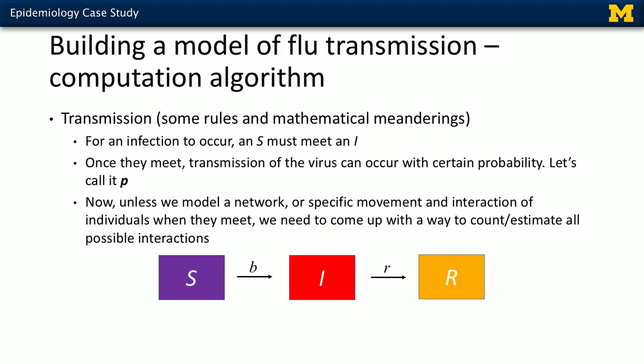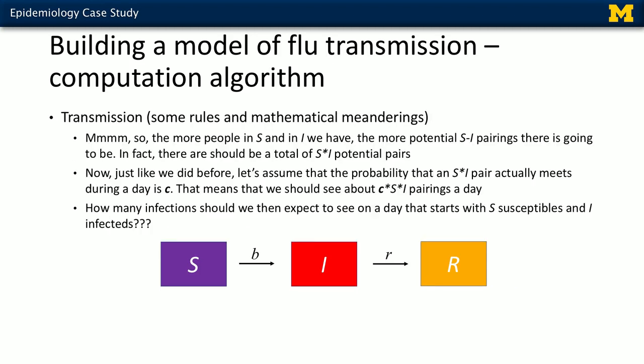The person has to sneeze or actually expel some virus out of their body, and then you have to breathe it in or touch it and put it inside your mouth in some way. So not every time that you meet an I are you going to get sick, right? So let's say that every time you meet an I, the probability that you're going to get infected is P, and we're going to use that parameter. Now, unless we model explicit contacts and do something more sophisticated for people who are moving around, we need to come up with a way to count all the possible ways that S's can meet with I's. So we'll do that next.